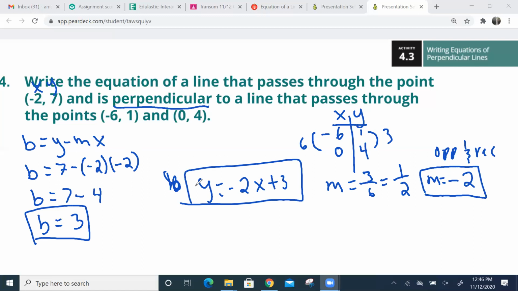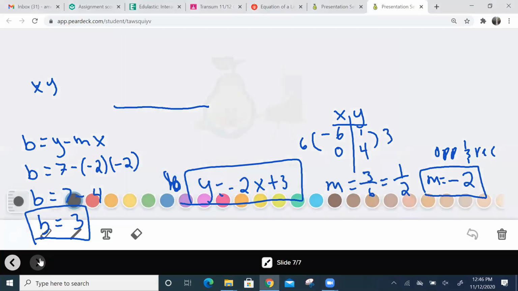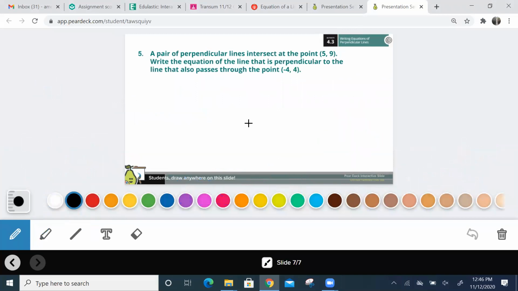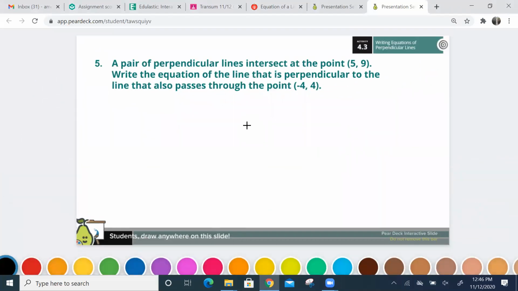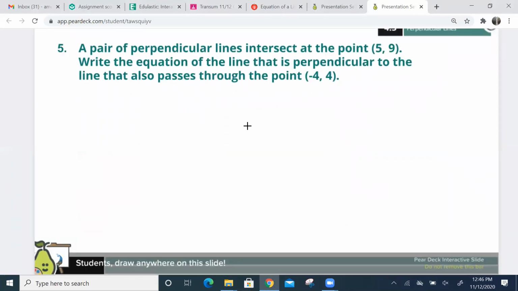Okay. And let's go ahead and do the last one. A pair of perpendicular lines intersect at the point (5, 9). Write the equation of a line that is perpendicular to the line that also passes through (-4, 4). So this one I might have to do a little bit of a graph. 1, 2, 3, 4, 5. 1, 2, 3, 4, 5, 6, 7, 8, 9. So 5 and 9. And -4, 1, 2, 3, 4.